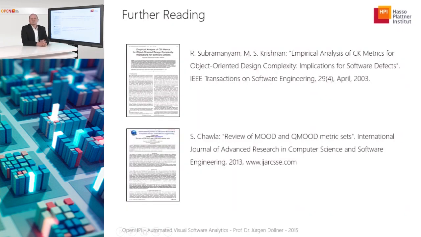As further reading, I would like to recommend the following two papers. One is entitled Empirical Analysis of CK Metrics for Object-Oriented Design Complexity and the Implications for Software Defects. The other recommended paper is a review of MOOD and QMOOD metric sets. Both can give you further information about the background and, to a certain degree, about the empirical validation and related studies that are behind the development of these object-oriented metrics.